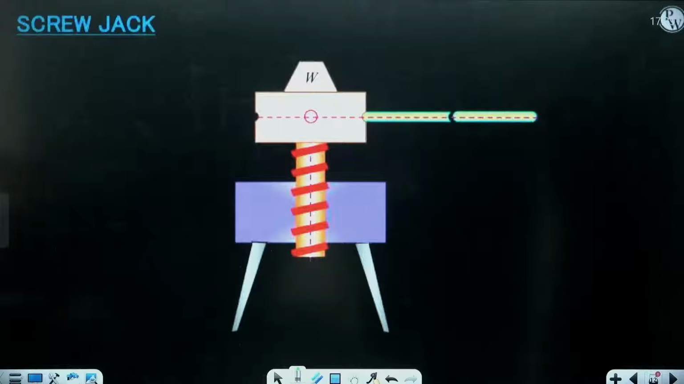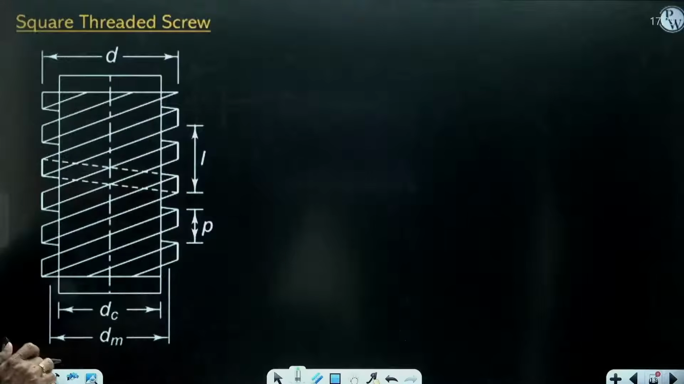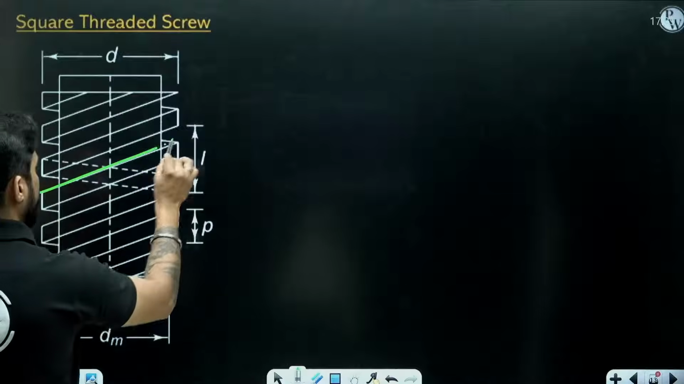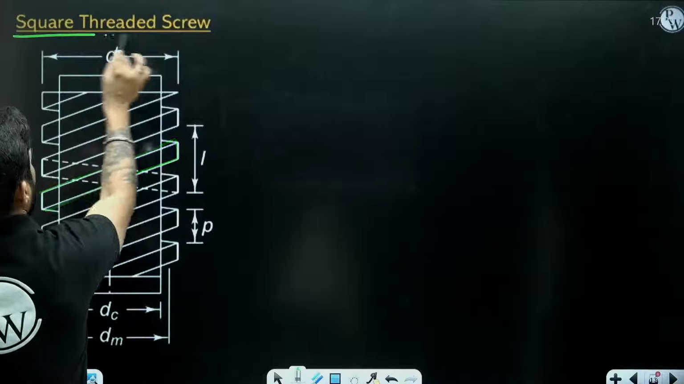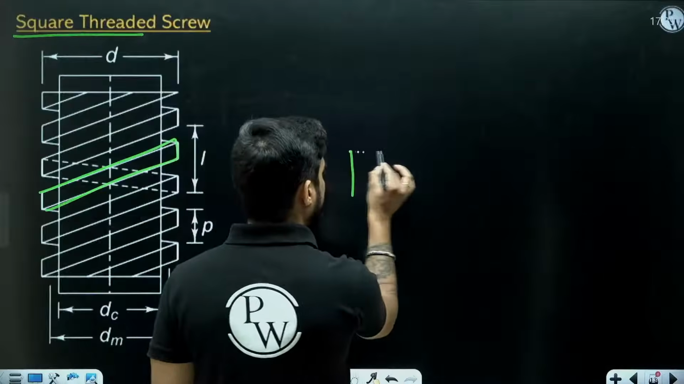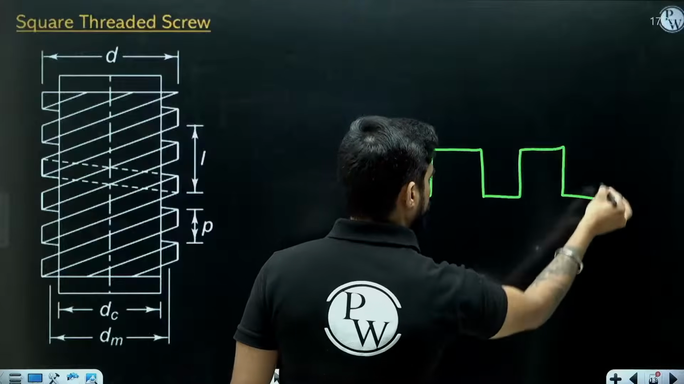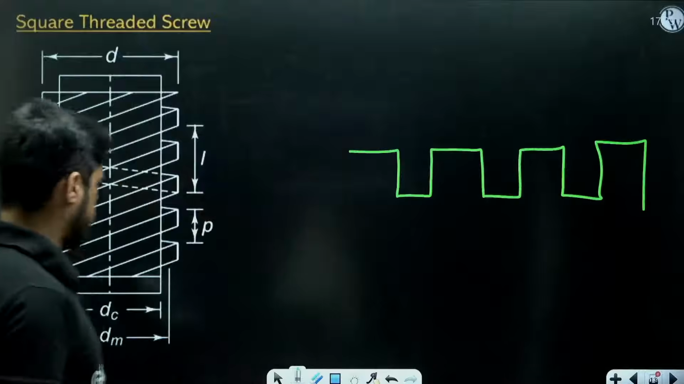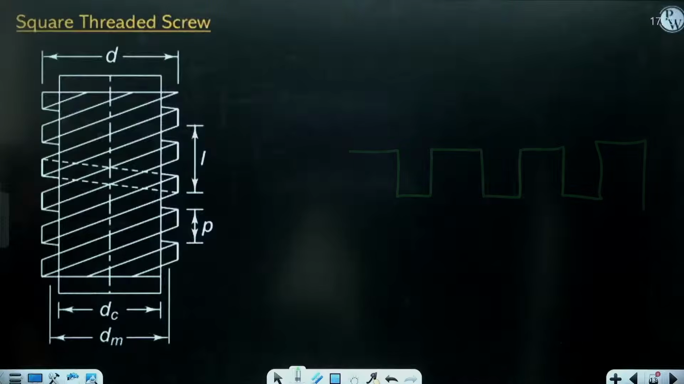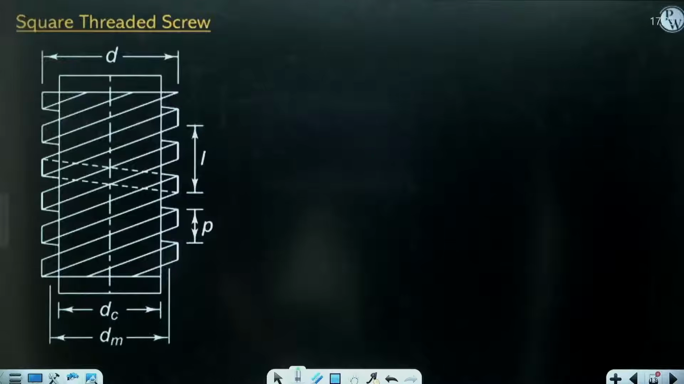Now, the nomenclature of the screw. These threads are of different shapes. Here we are considering square threads. Square threads means they are cut like this. Okay. Now understand the different parameters of this thread.